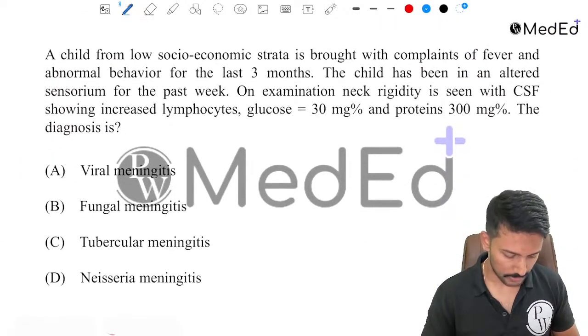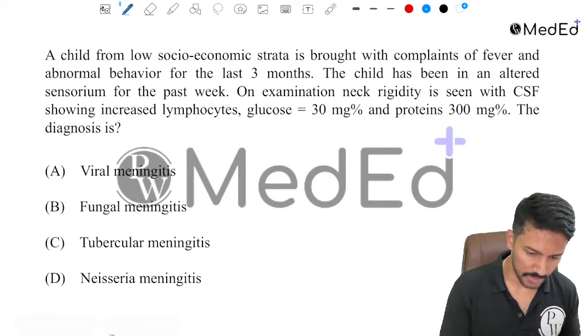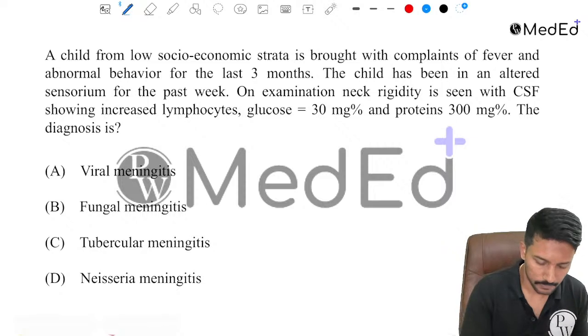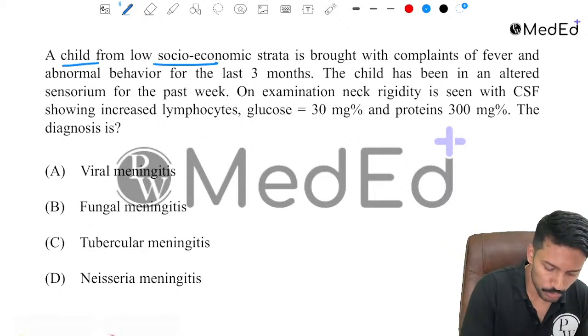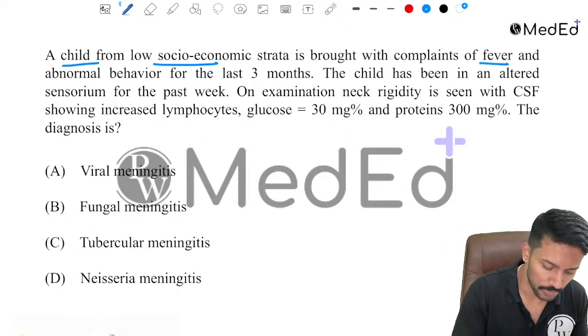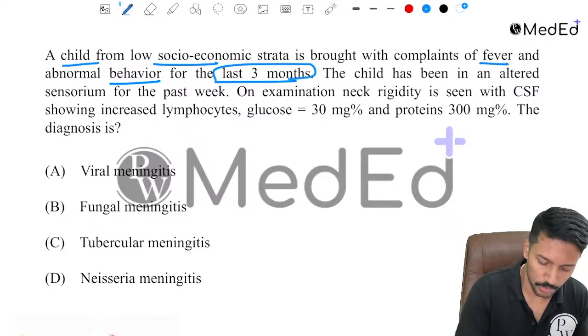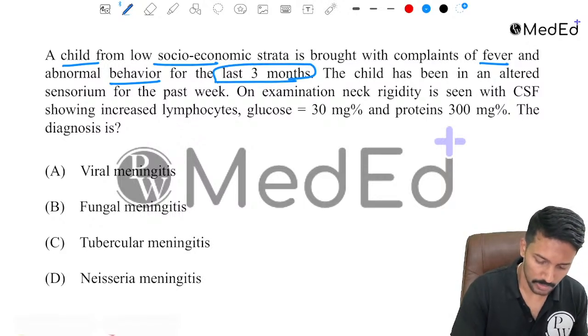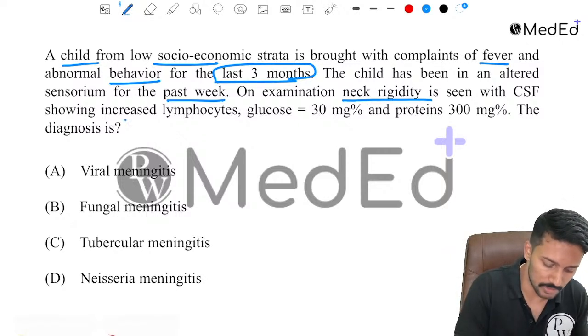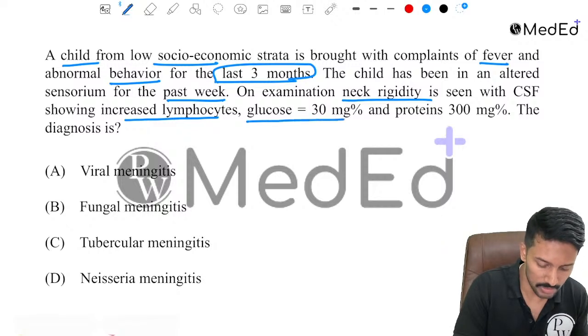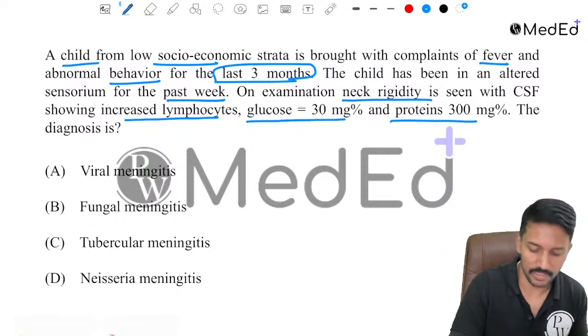Okay, next. Though it is a pediatric question, we'll still answer this. A child from low socioeconomic status is brought with complaints of fever and abnormal behavior for 3 months. Child, remember here, the duration is 3 months. Child has been in an altered sensorium for past 1 week. On examination, neck rigidity is there and CSF is showing increased lymphocytes. Glucose is 30 mg% and protein is 300 mg.